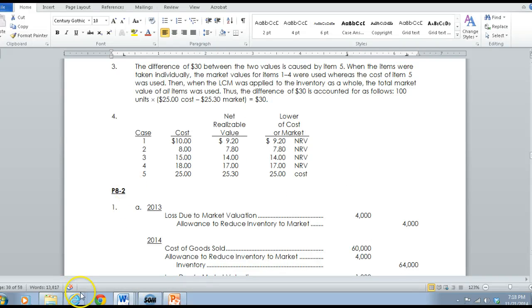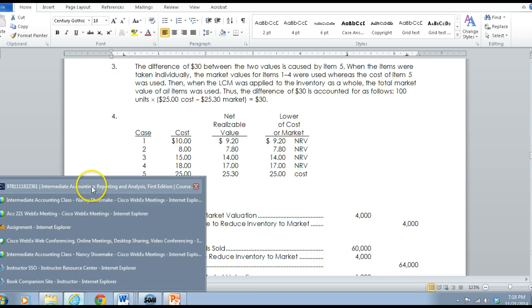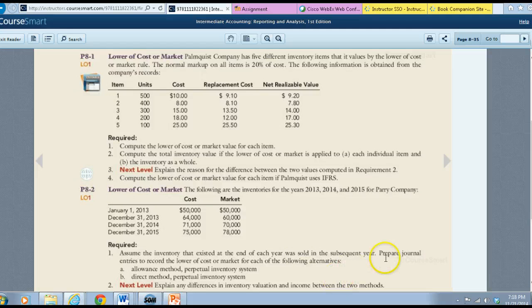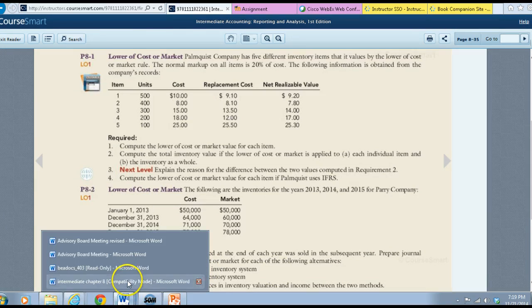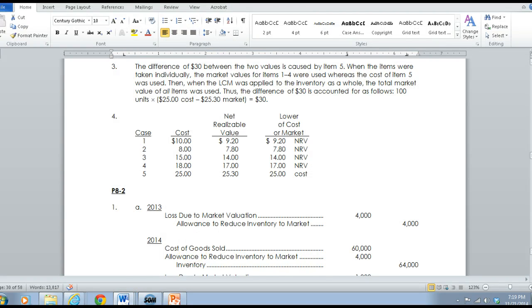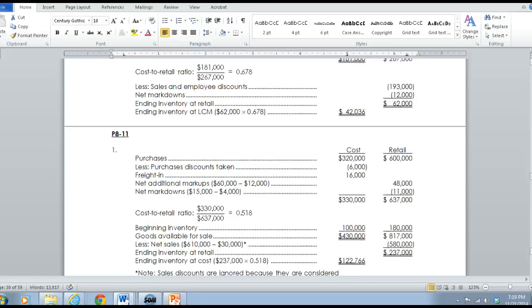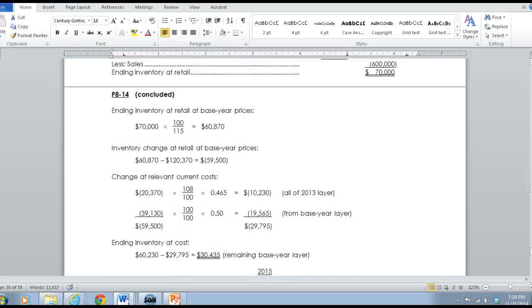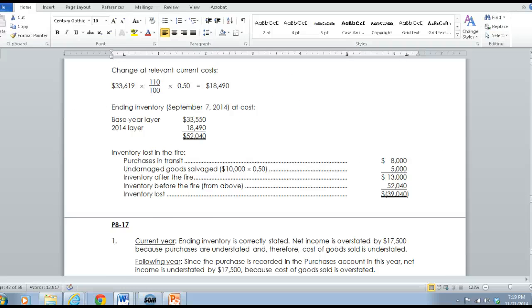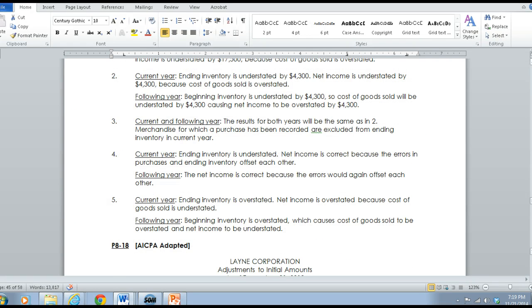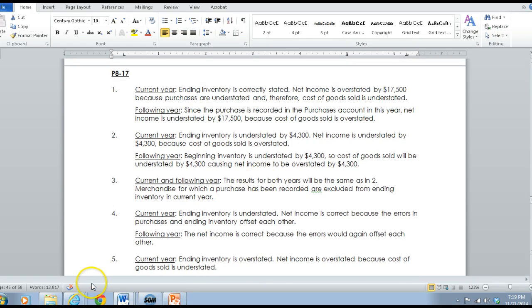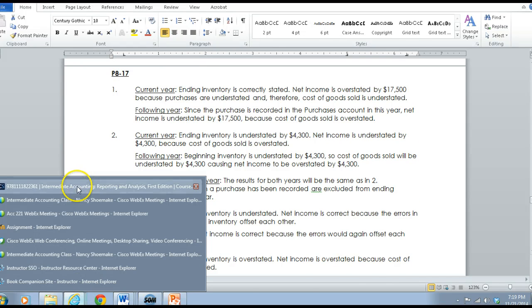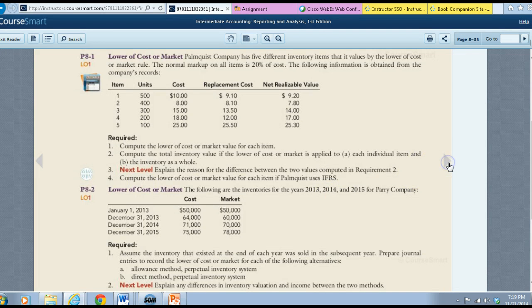Then number 4 asks us, compute the lower of cost or market for each item if Palmquist uses IFRS, and we're not going to even worry about that because we didn't even discuss IFRS. So don't even worry about that one. Now as we move on to 8.17, I believe it is. Problem 8.17, I believe was your homework unless it was 8.16.